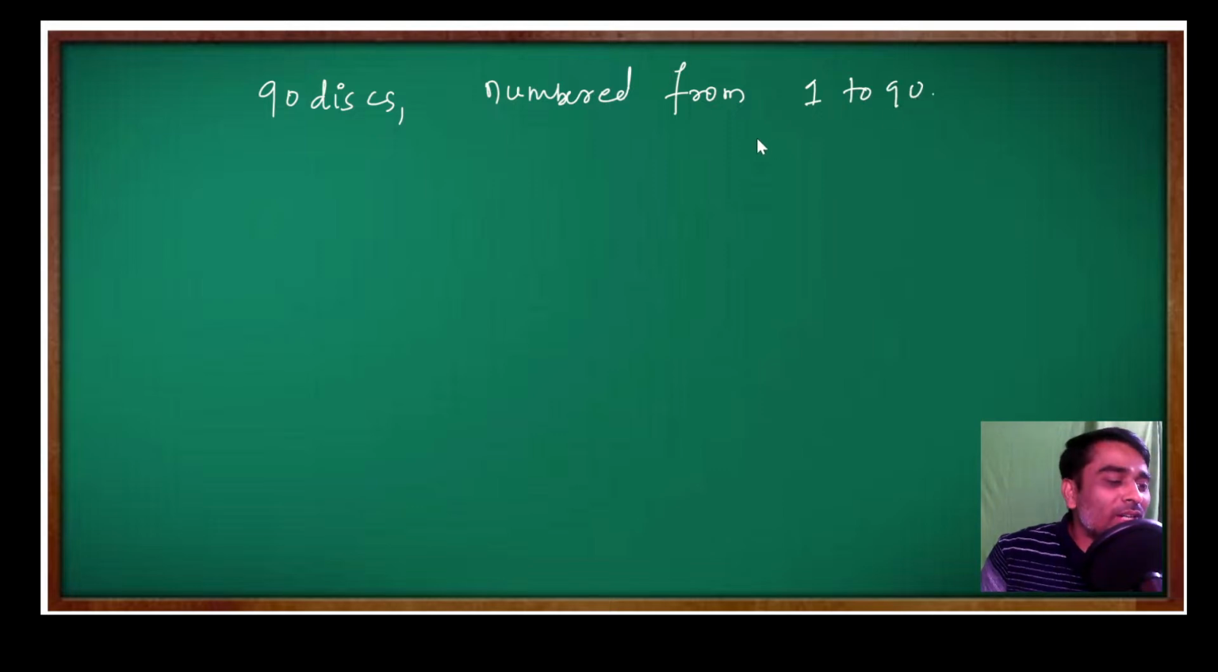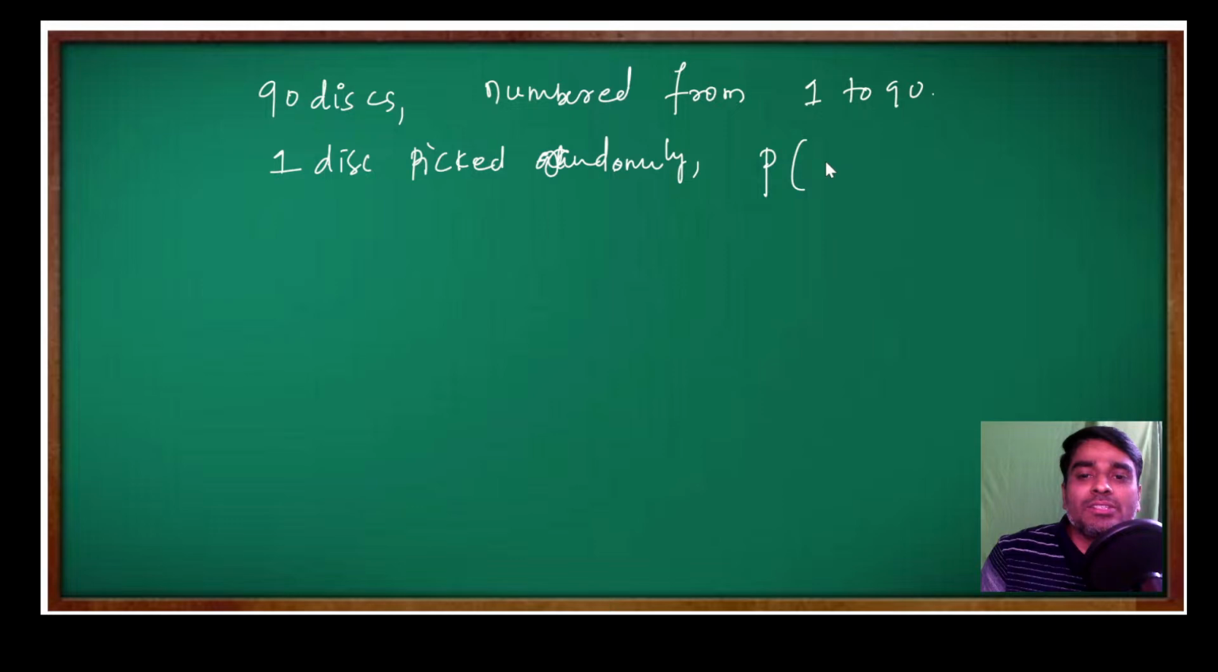Numbered from 1 to 90. If one disc is drawn at random, one disc picked. Drawn means picking, picked randomly. Let's reduce the words: randomly. Find the probability that it bears a multiple of 15.